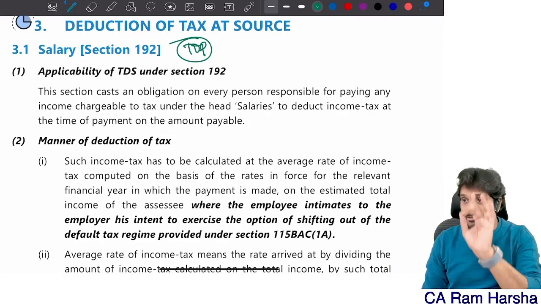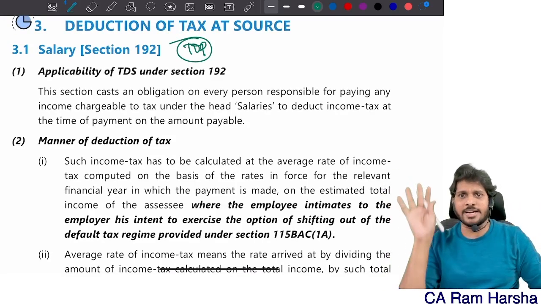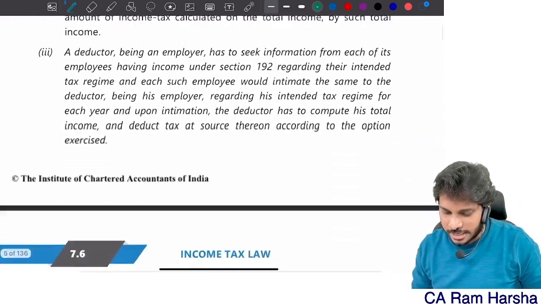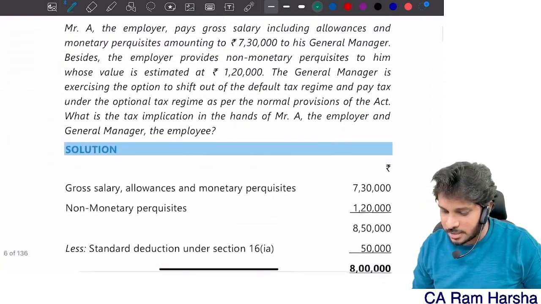At the time of payment only. No need to deduct at the time when you are recognizing it as an expenditure in the books of accounts. Correct? That is what this entire point is.